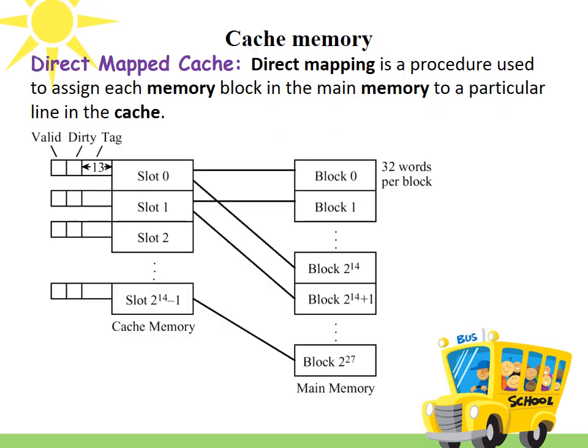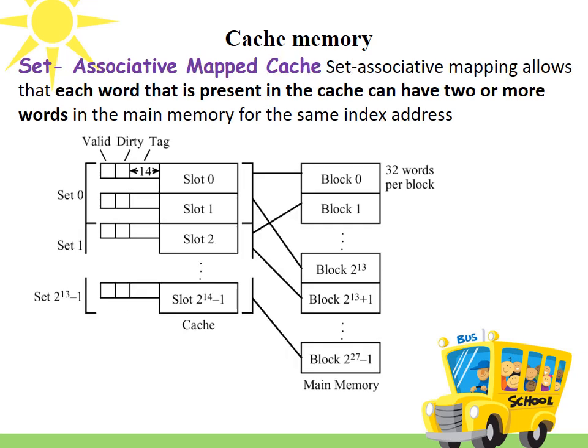Next one is direct map cache. From the name itself we can understand that direct mapping is taking place. Direct mapping is a procedure used to assign each memory block in the main memory to a particular line in the cache. As you can see, the slot is being mapped to the cache block directly. Cache memory is being mapped to the main memory. Each of the blocks can have up to 32 words per block. That is the length of each block.